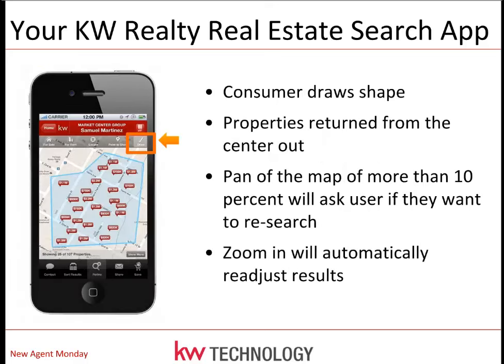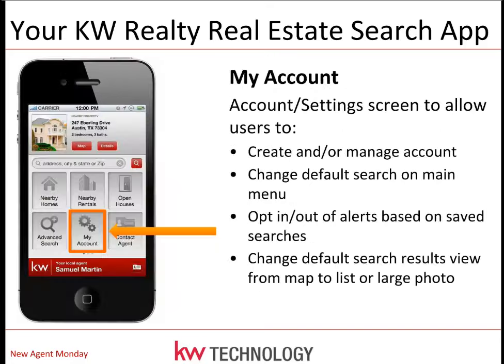And with the search app, consumers can draw shapes in the area that they're interested in looking. The properties will come out from the center up, and the user can pan the map by more than 10% so that they can do a new search. Zoom in will automatically readjust. The search app also allows users to create their own account so they can manage their account directly from the app. They can change their default searches. They can opt in and out of any alerts that they've currently set up.